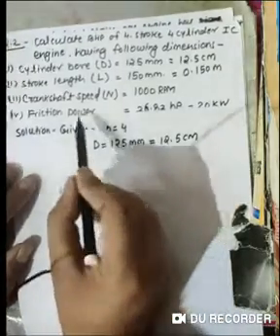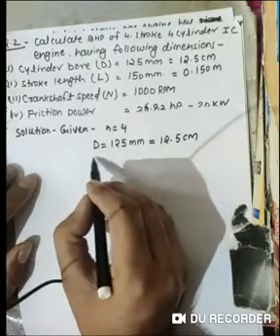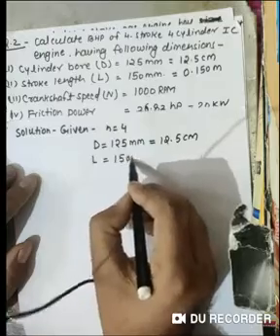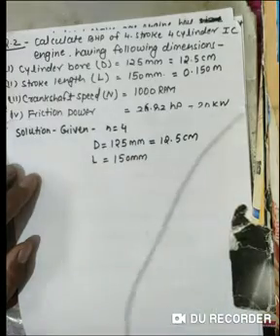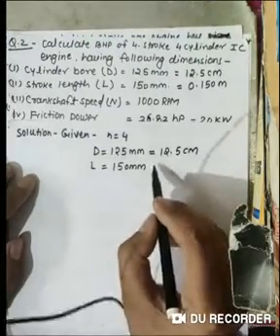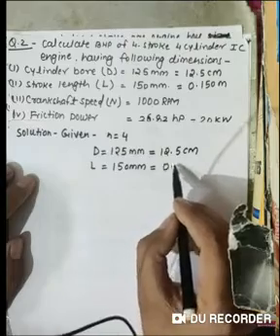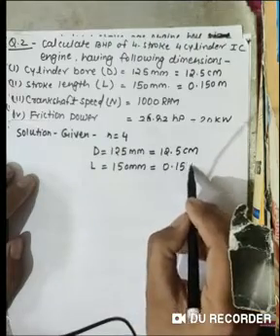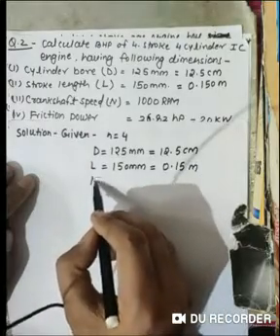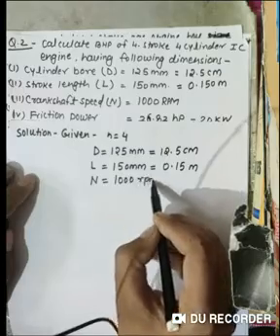Next, stroke length L is equal to 150 mm, and this length is required in meter. So it is divided by 1000, because in 1 meter there are 1000 millimeter. So the answer becomes 0.15 meter. Crankshaft speed N is equal to 1000 rpm, revolution per minute.